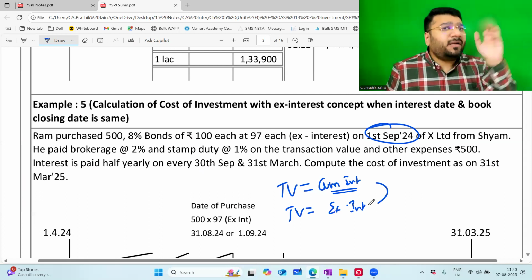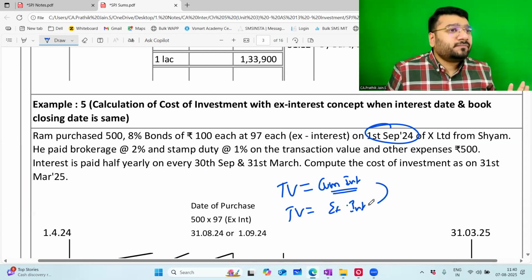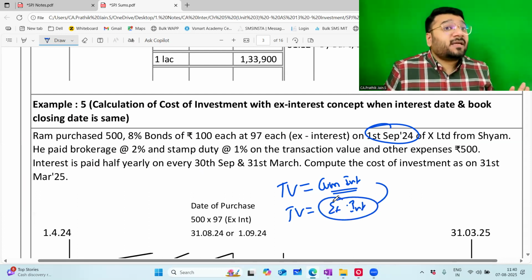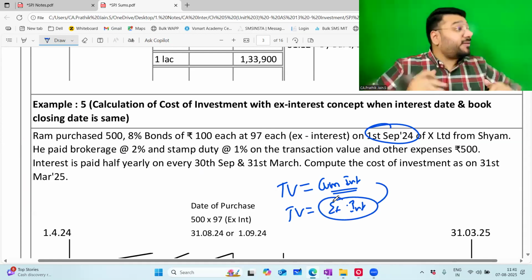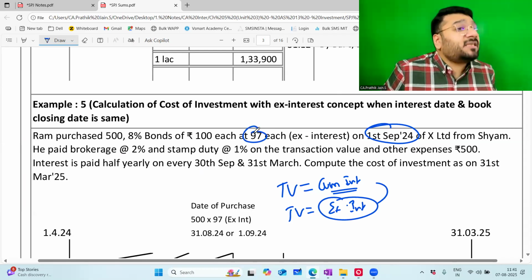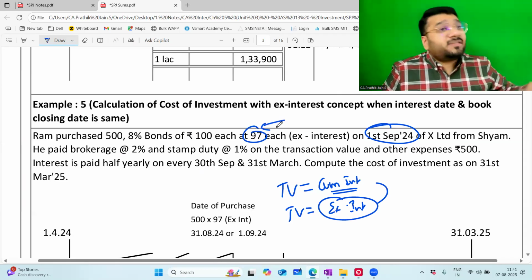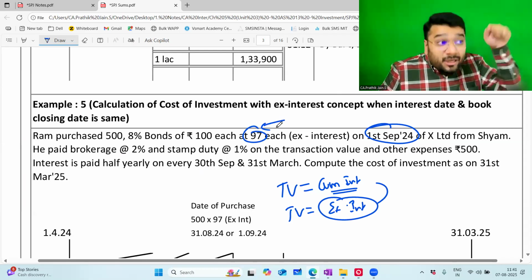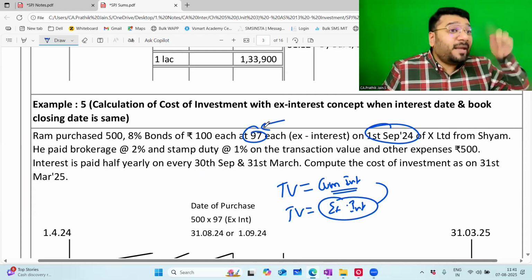I will keep it very limited. Don't confuse too much. Just because it is excluding interest, does it mean that we are not paying interest? We will pay interest. Ex-interest, cum interest is just a term to represent whether in this transaction value the interest is included or not included. Included means the brokerage has to be paid on the cum interest value.